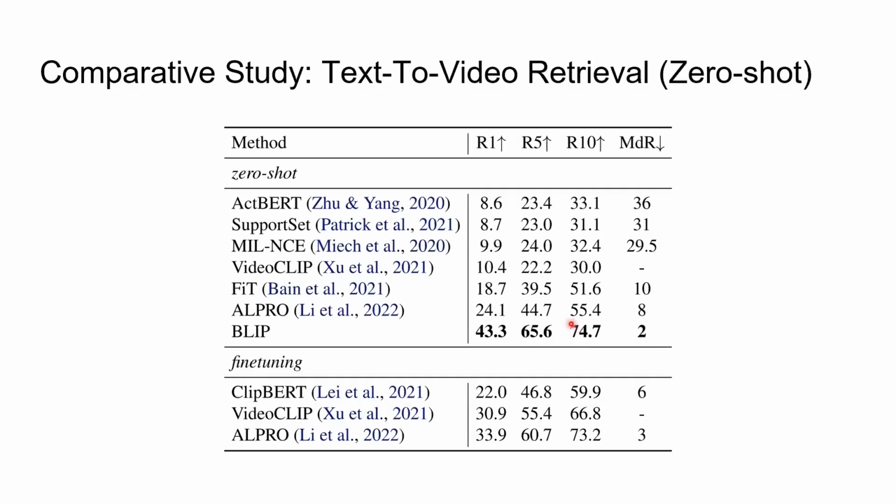Another task that was experimented with was the text to video retrieval task. This is showcasing some methods of zero shot as well as fine tuning. You can see that BLIP here performed the best of all these methods.